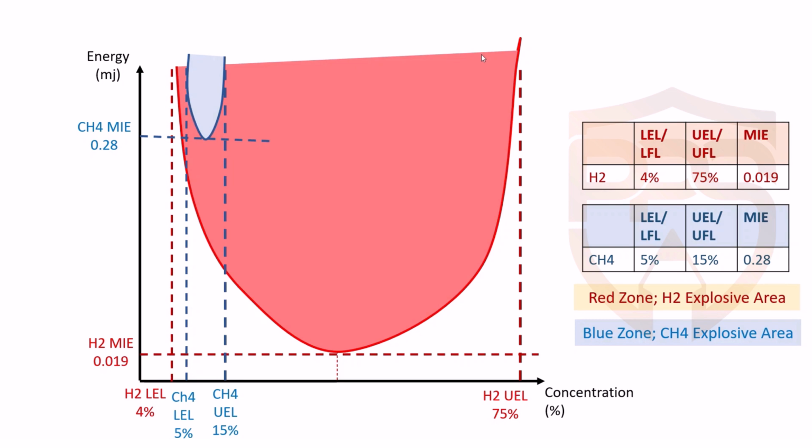As you can see, the explosive range of methane is much smaller than that of hydrogen. This doesn't mean methane is not dangerous. It means methane is very dangerous, but hydrogen is extremely dangerous. This shows why hydrogen is more dangerous than methane. It can burn over a wider range and needs almost no energy to start.